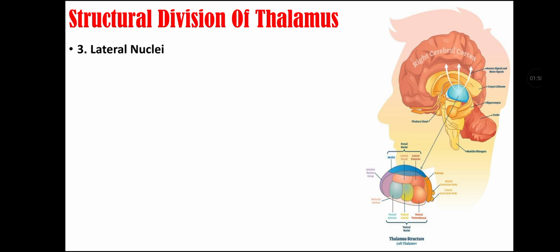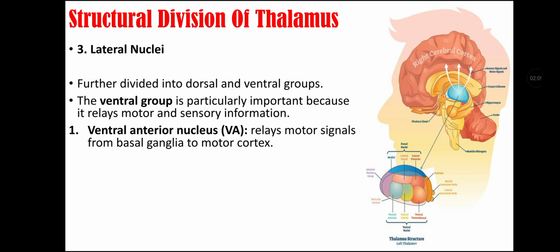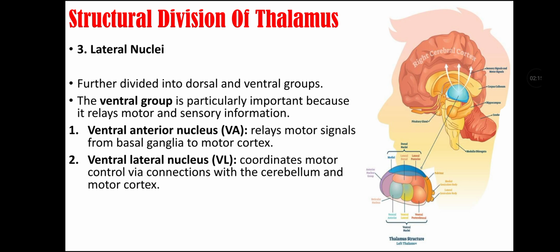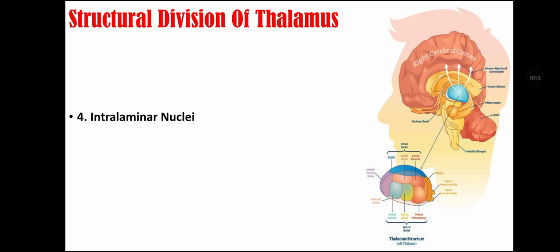The third nucleus of thalamus is lateral nuclei. It is further divided into dorsal and ventral group. Ventral group is particularly important because it relays motor and sensory information, and it has the ventral anterior nucleus that relays motor signals from basal ganglia to motor cortex, and the ventral lateral nucleus that coordinates motor control through connection with the cerebellum and motor cortex. And also it has the ventral posterior nucleus that processes somatosensory information like touch, pain, temperature, and proprioception from the body and face.